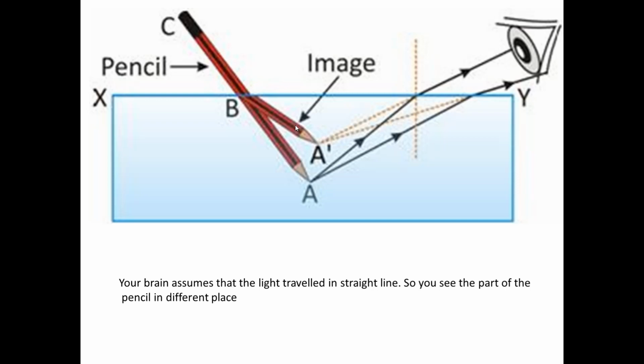I want to re-explain. When the light reflected by the pencil comes out from the water, it will change the direction. When it changes the direction, we see the two rays coming to our eyes. If we see the two rays coming to our eyes, our brain assumes that the light travels in a straight line. So it will continue these rays till they meet in a different place. This is the first idea.